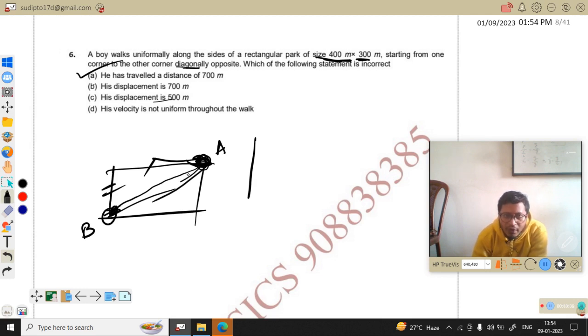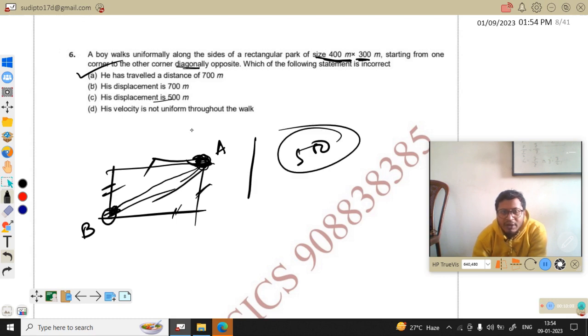So we have to find the displacement. This is the base and this is the hypotenuse. So 3 squared plus 4 squared gives 5, and with the double zero, it will be 500. The displacement is 500. Okay. If any student has any doubt about any question, then mention it in the comment section. Then I will try my best to solve it.